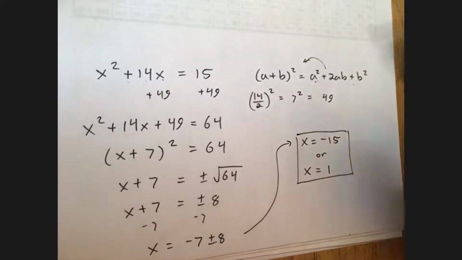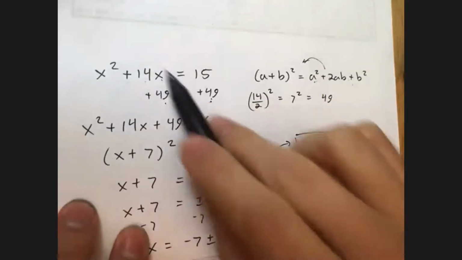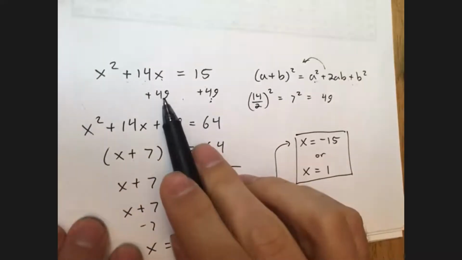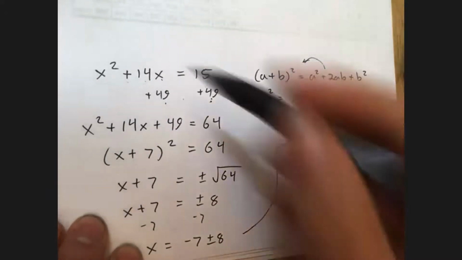So we're just adding something to both sides of the equation that makes the result equal to a perfect square. And that's why it's called completing the square. You're adding that one piece that was missing that was keeping this from being a perfect square. Okay.